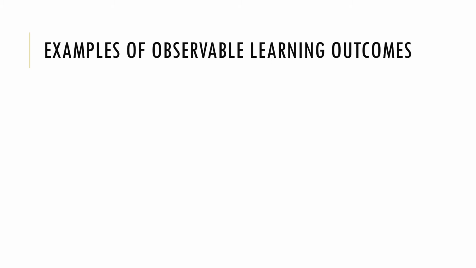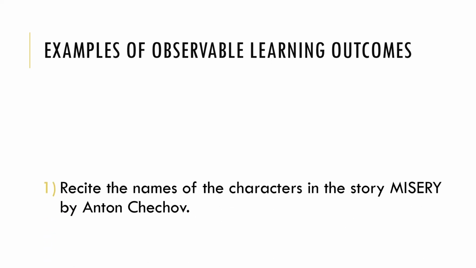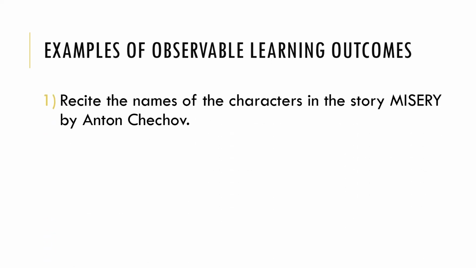Okay, let's proceed and try to look at the examples of observable learning outcomes. I think we have 5 examples. Okay, number 1, recite the names of the characters in the story Misery by Anton Chekhov. Okay, the recite here is very specific, no? And then perhaps if you are to think of an observable learning outcomes, I think that is understand, no? Okay.